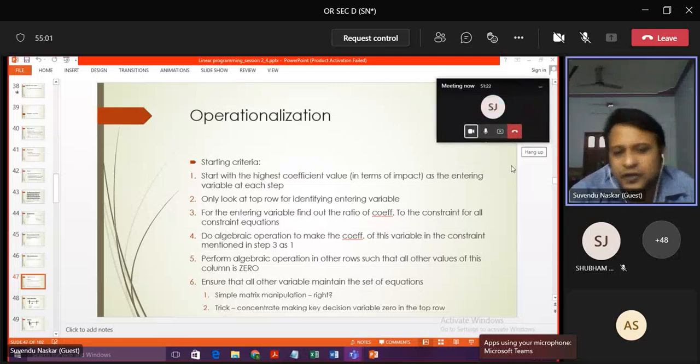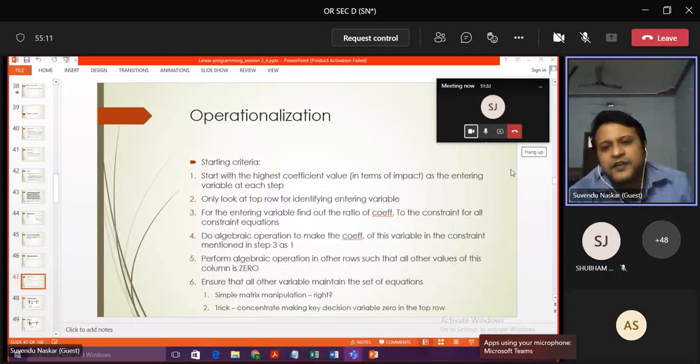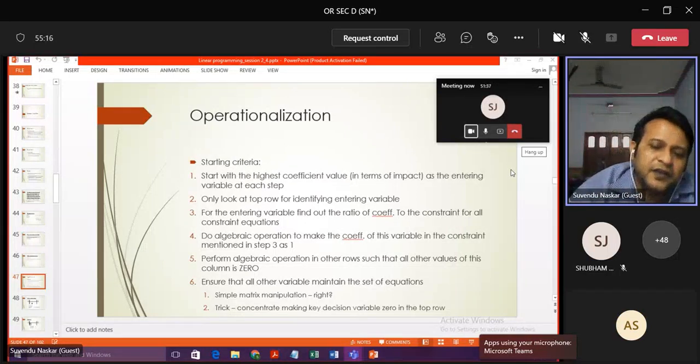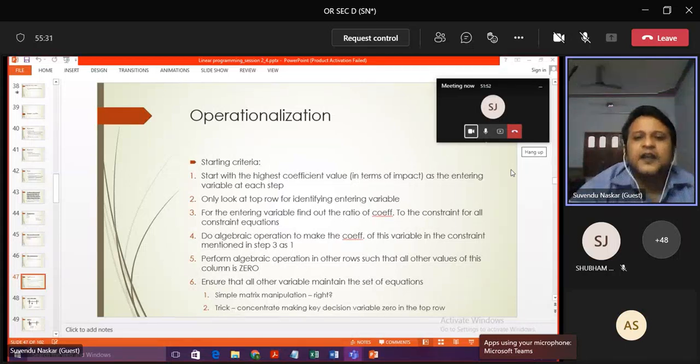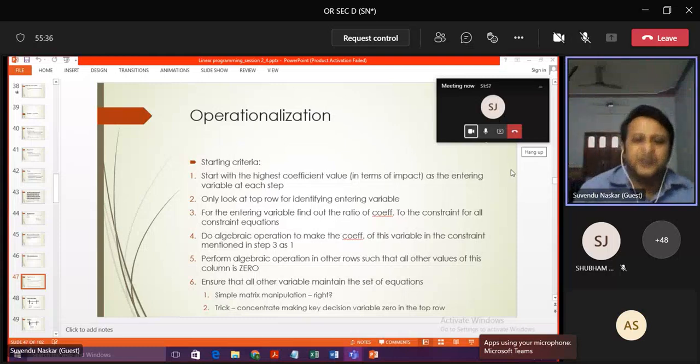You will get it in your books also, or whatever books you use. Eventually everything comes to common agreement. So for the entering variable, find out the ratio of the coefficients to the coefficients for all the constant equations. That is, you find out the ratio of x1's coefficient to the right hand side value, in this case 8. That means your ratio is 8 by 1. Find out the coefficient which is the minimal ratio, and then we will do that.